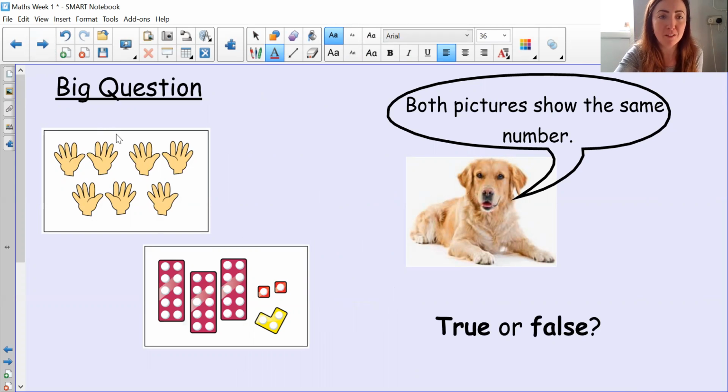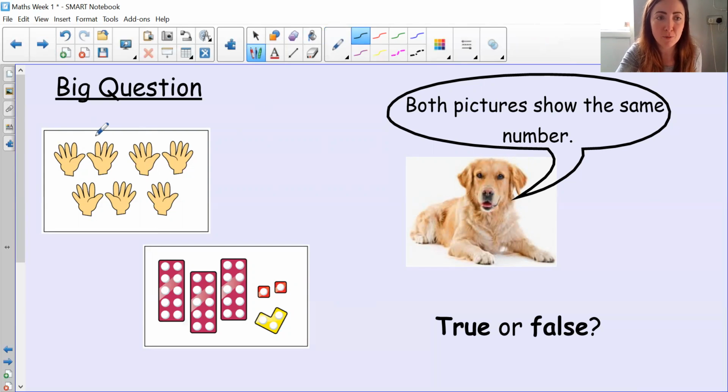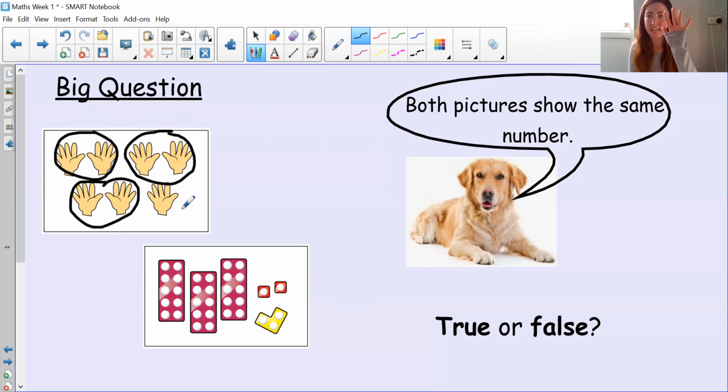And we have sets of hands here, pairs of hands. And we know on our hands, we have 10 fingers and thumbs, so we can count in tens. So I'm going to draw around each group of 10 so that I don't get confused. There's 1 10. There's another 10. And there's another 10. And then we have 1 hand extra, so that must be 5 extra.